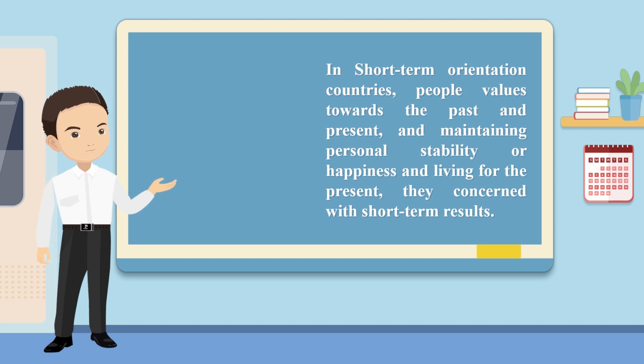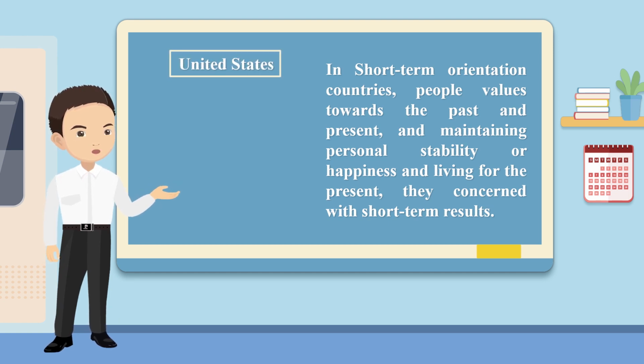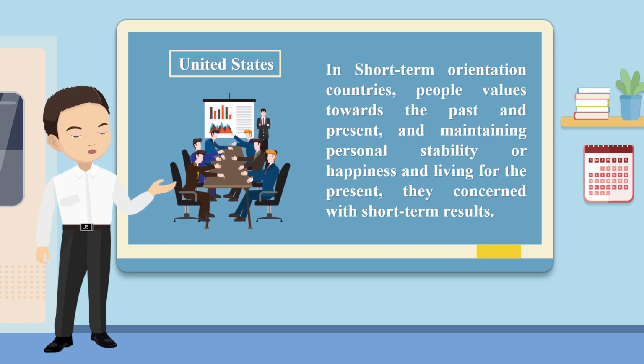In short-term orientation countries, people value the past and the present, maintaining personal stability or happiness and living for the present. They are concerned with short-term results. For example, in the United States, companies pay more attention to quarterly and annual profit results. Managers assess staff performance quarter by quarter or year by year in terms of profit.